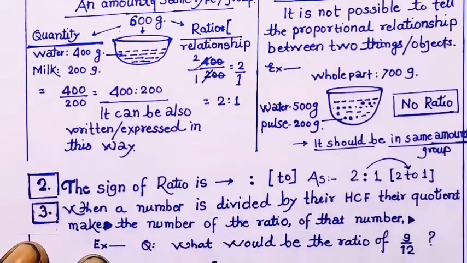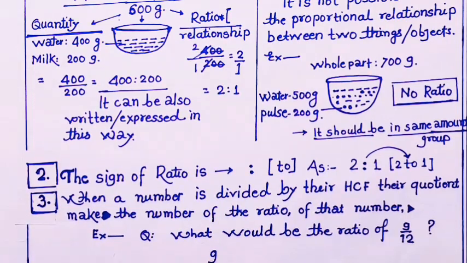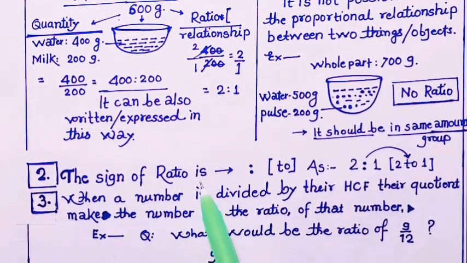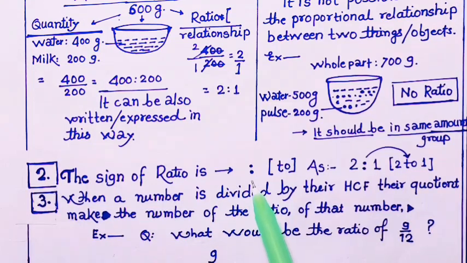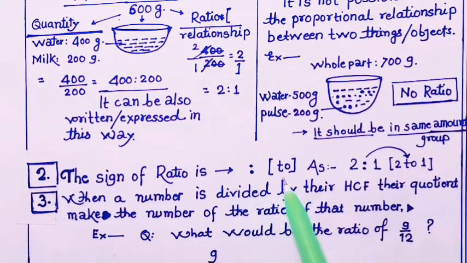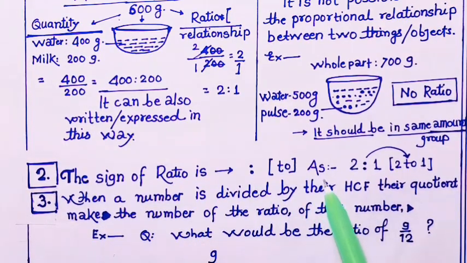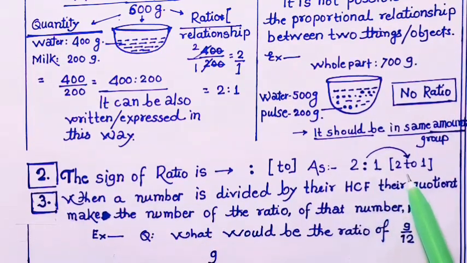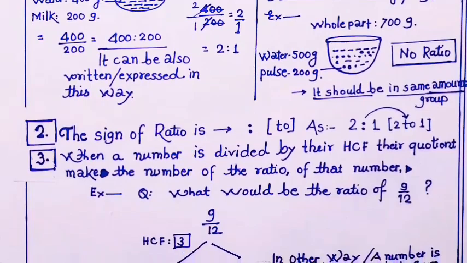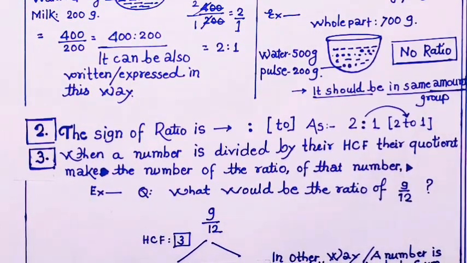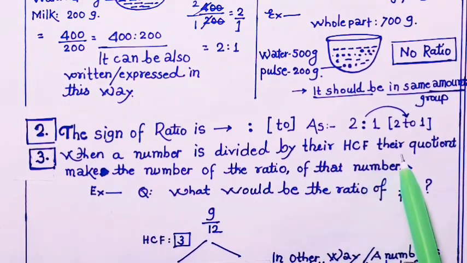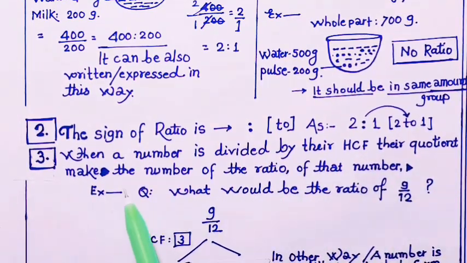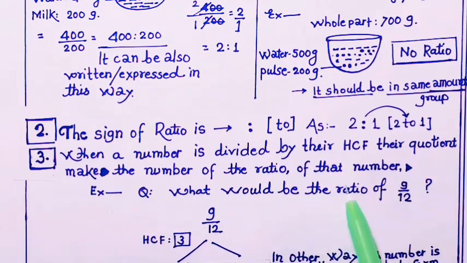Now we will watch number 2. The sign of ratio is in this way, and it will be read 2 to 1. It will be read such as. Number 3. When a number is divided by their HCF, their quotient makes the number of the ratio of that number.